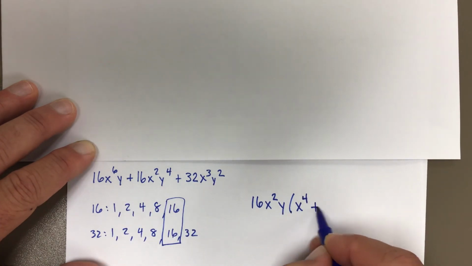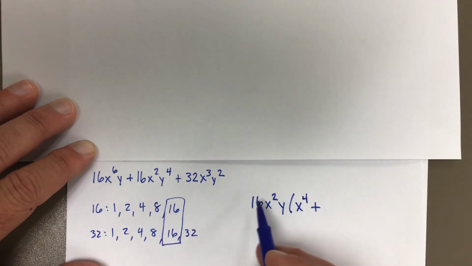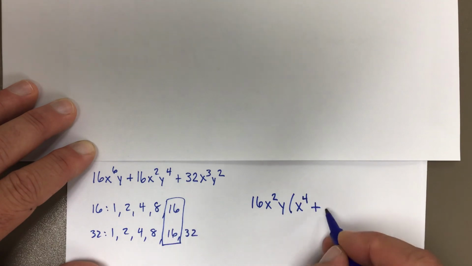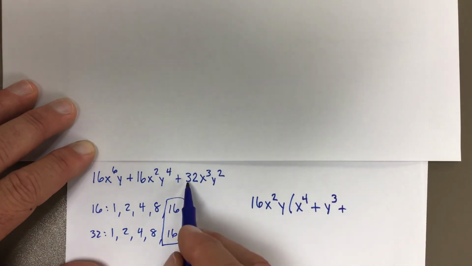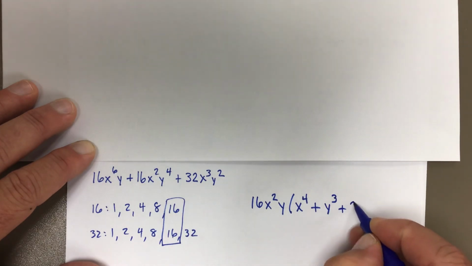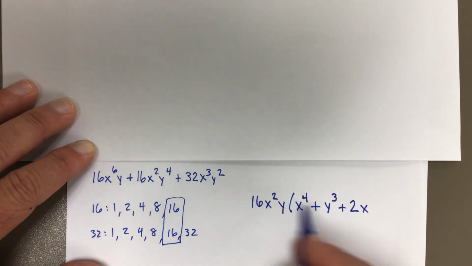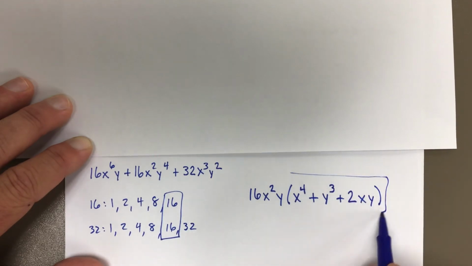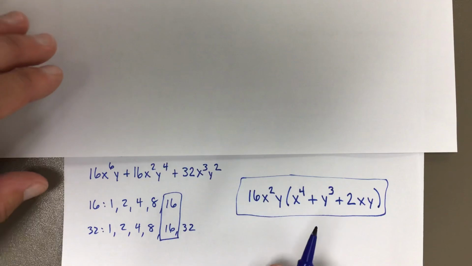So that's that, plus 16 divided by 16 is 1. 2 minus 2 is 0, so that goes away as well, because remember, anything raised to the 0 power is 1. And 4 minus 1 is 3, so this is y to the 3rd. Plus 32 divided by 16 is 2, and 3 minus 2 is 1, and 2 minus 1 is 1. And then we are done. That's it. So that's what we're going to do for factoring out a monomial.